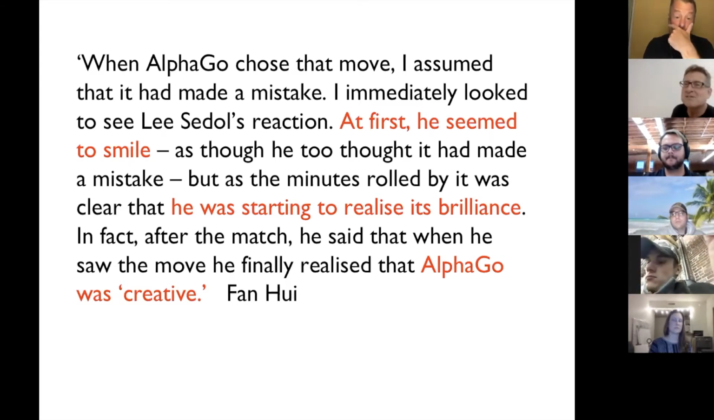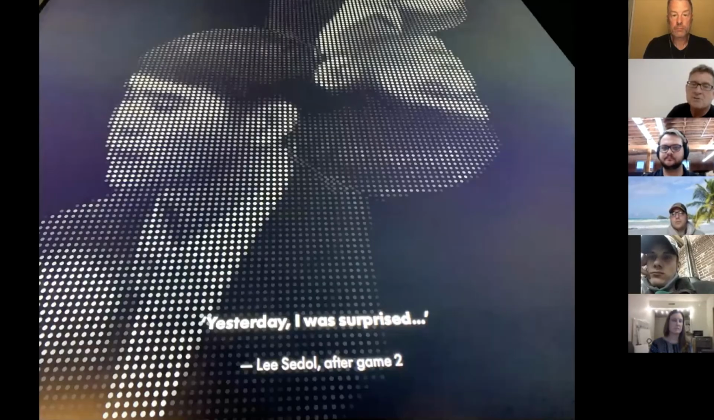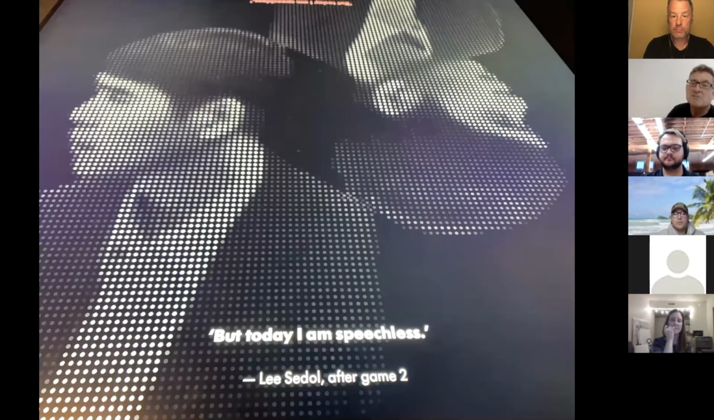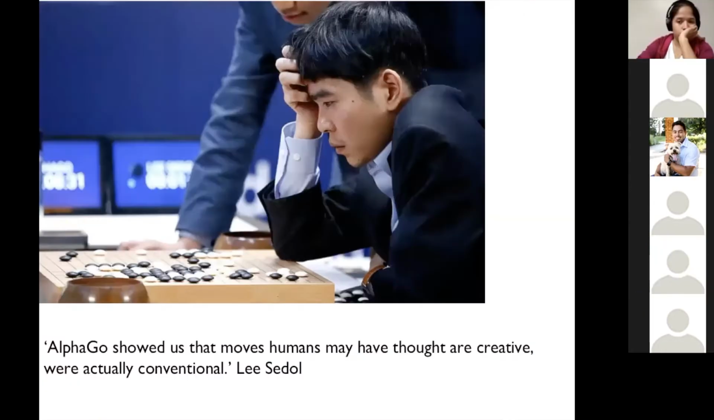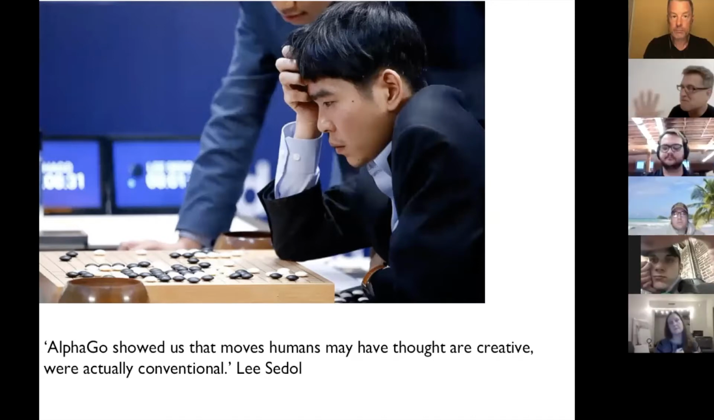Lee Sedol starts to smile, and then the smile drains from his face, and he realizes what a brilliant move it was. Never before thought about, and it's changed the game of Go ever since. So here are some comments he made. Yesterday I was surprised, but today I am speechless. And he makes this comment that I don't think that human beings are so creative, by the way. I really don't think we're very creative.